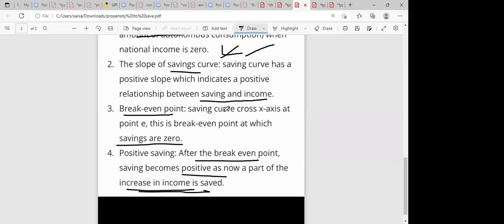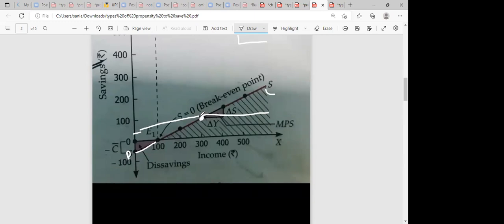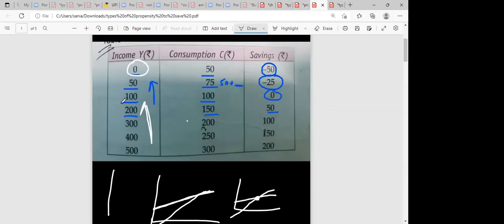Next is the break-even point. The saving curve crosses the x-axis at point E. This is called the break-even point, at which savings are 0. When they both cut each other, this point E is known as the break-even point. And at that moment, what is happening? Your savings are 0, right?